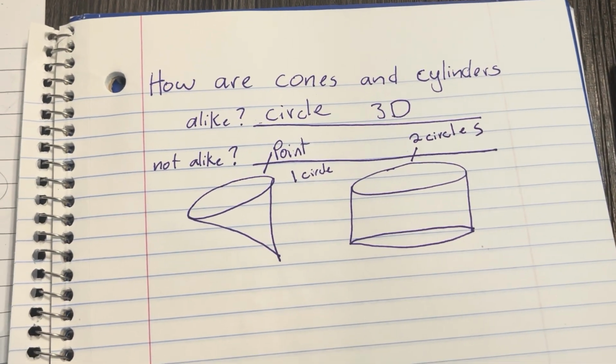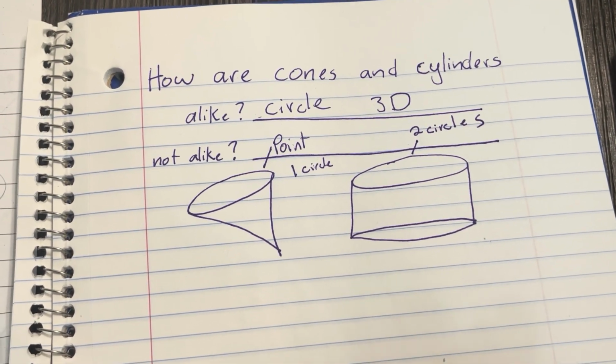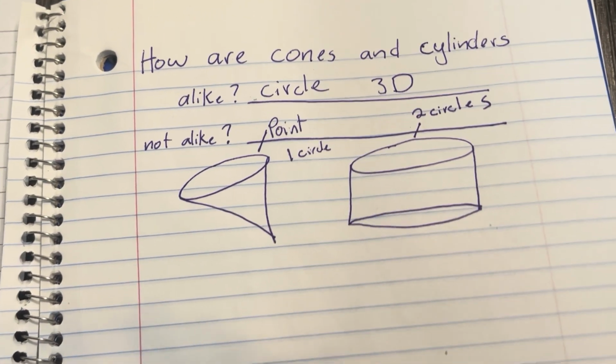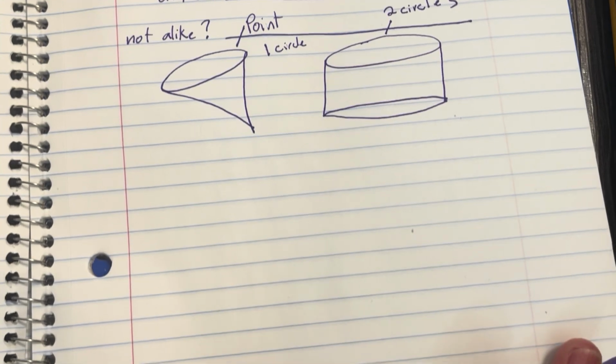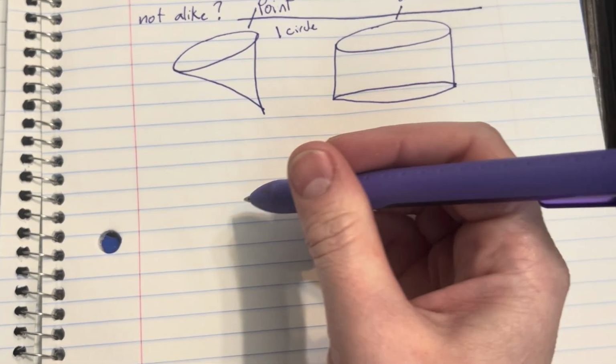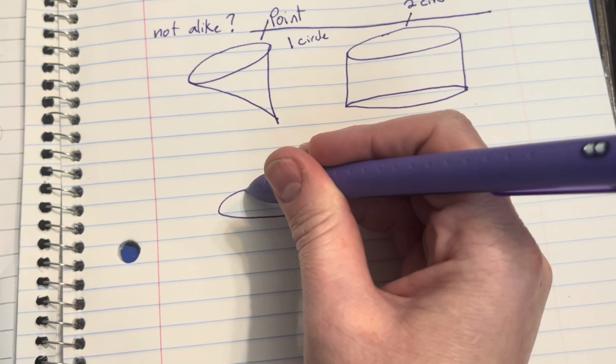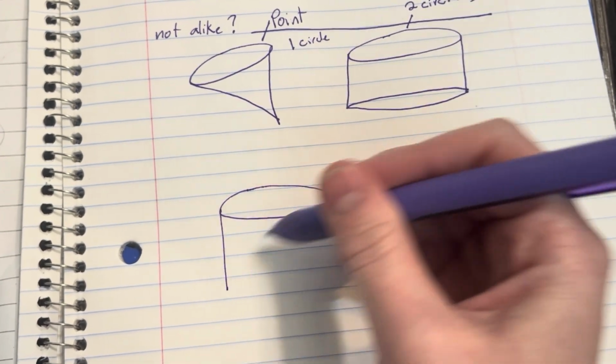All right, well, today we are going to talk about these similarities and differences to help us figure out more about a cone. So what we're going to do is we're going to start, go ahead and do your best drawing of a cylinder.